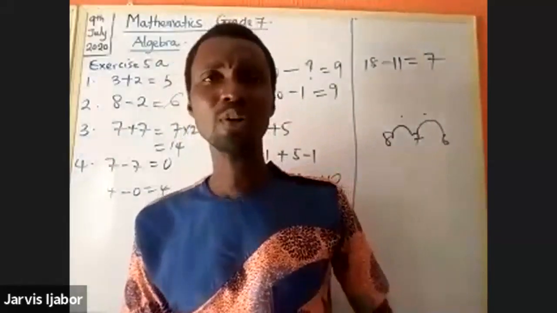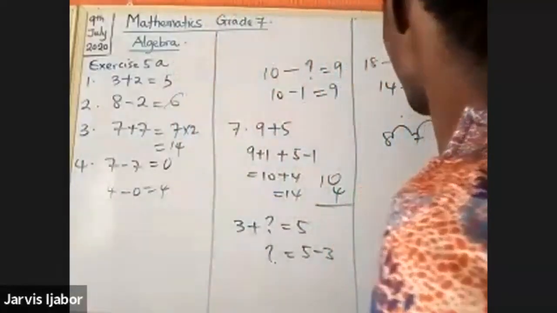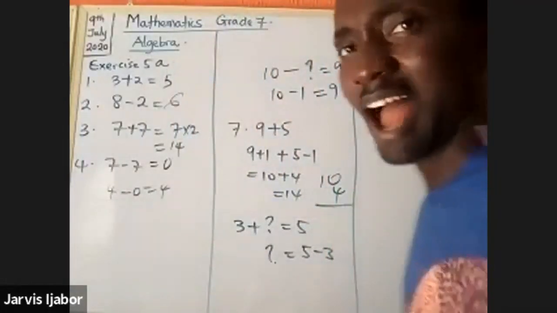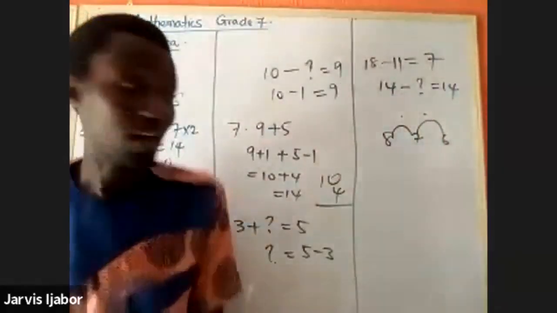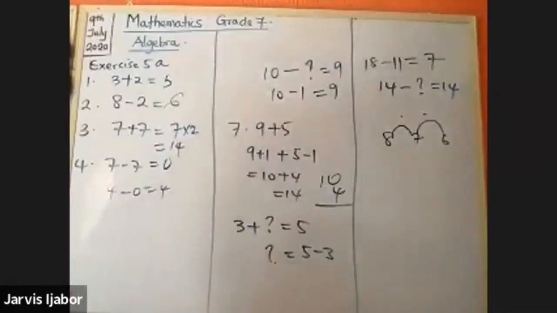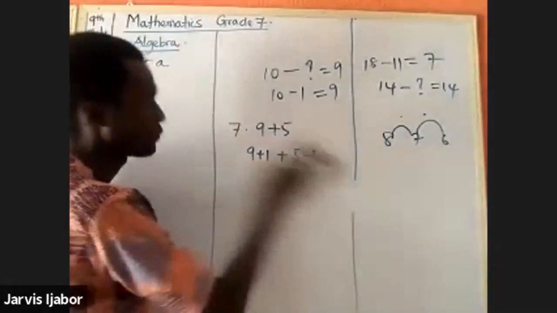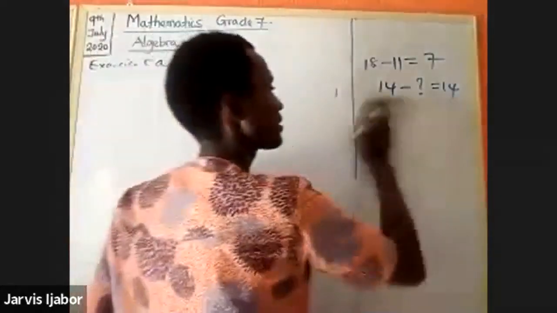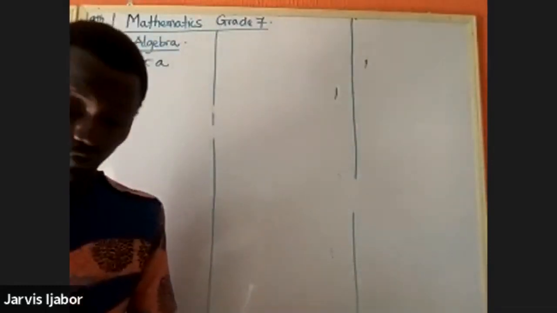Now, you are told that 14 minus a certain number will give me 14. I've not done any movement. That's what it means. So the answer is simply 0. I've not made any movements. 14 minus a certain number is 0.